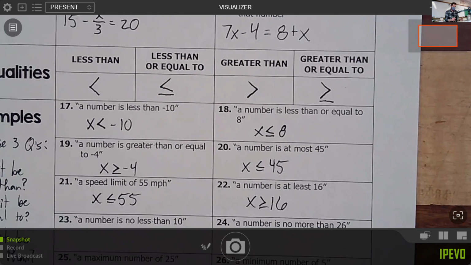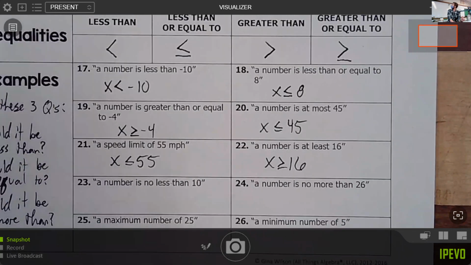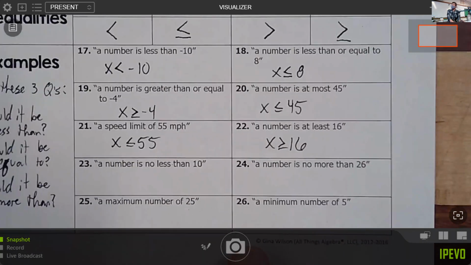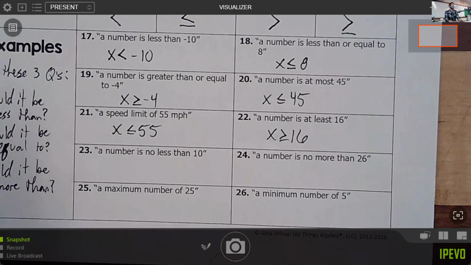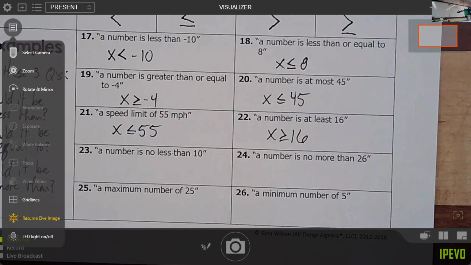All right. I want you to try these last four on your own. Ask yourself those three questions. Could it be less than this number? Could it be the same as this number? Could it be more than this number? And that should help direct you to figuring out which symbol needs to be used. So give these a try.